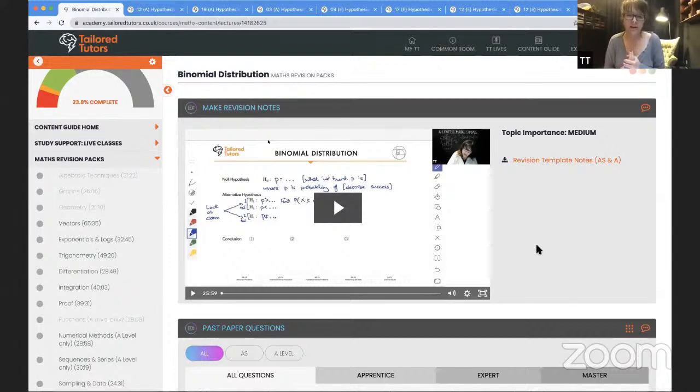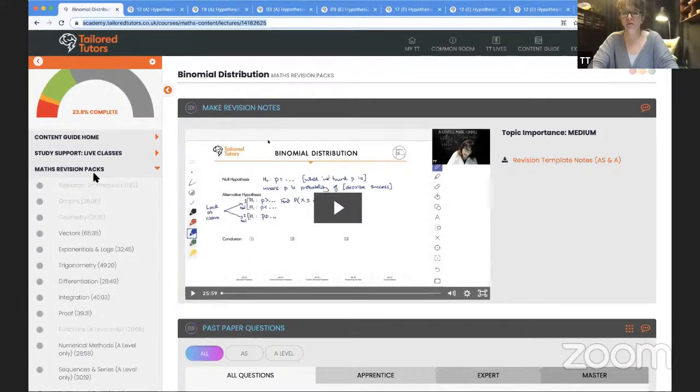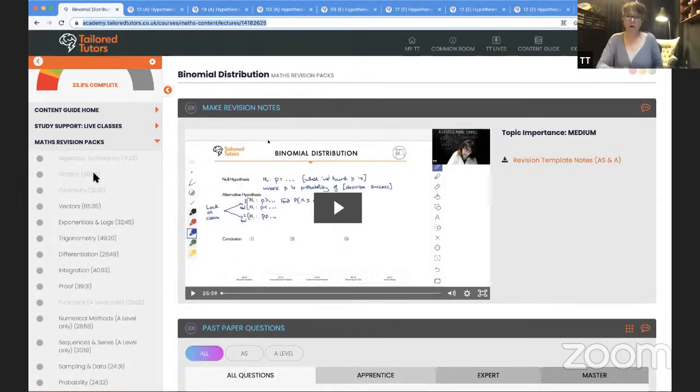Exactly. So this page, I'll put a link in the chat. See if you can get it there. It's in the content guide, left-hand side, maths revision packs. Oh, I sent it to myself. Brilliant. There you go. Let me know if that doesn't work.